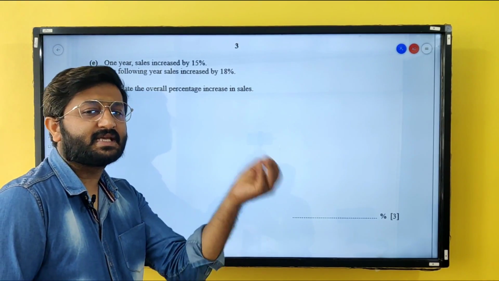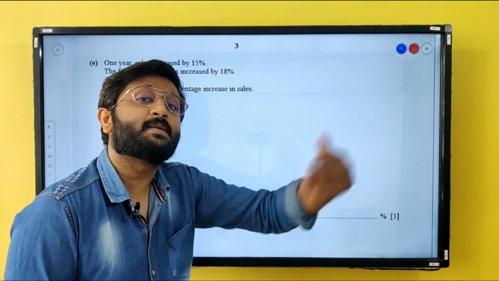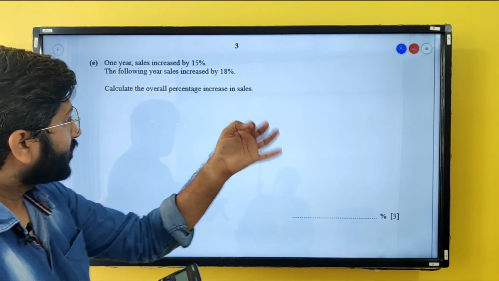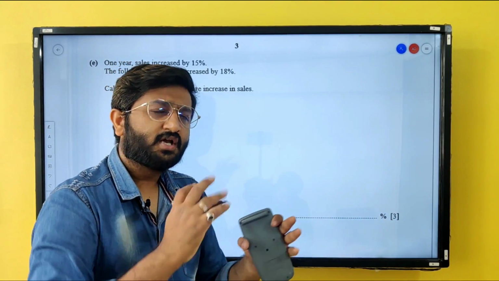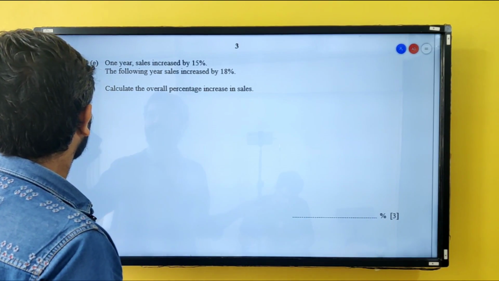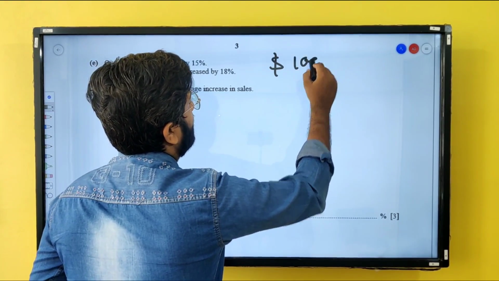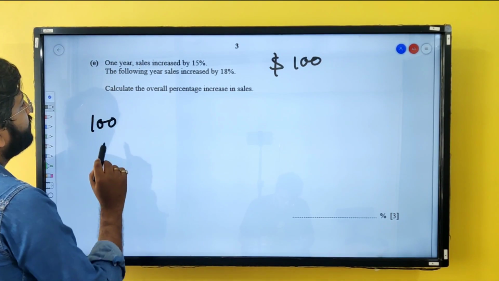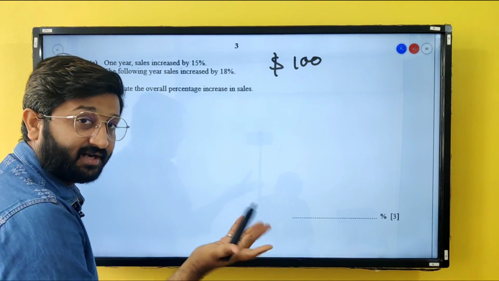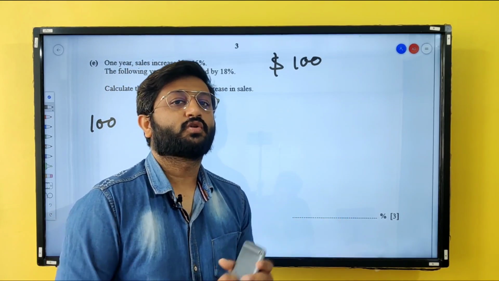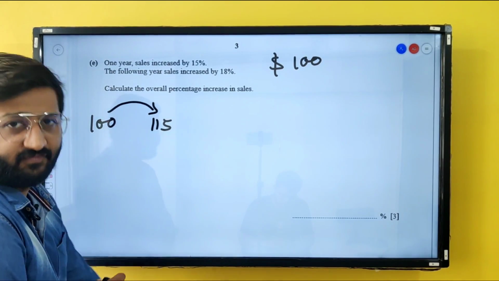One year the sales is increased by 15%. The following year the sale is increased by 18%. Calculate the overall percentage change in sales. So one year the sale is increased by 15%. So let's assume the initial price is $100, right? So now one year the sale is increased by 15%. So 15% of 100 is obviously $15. So the new price after 15% increase is going to be 115.